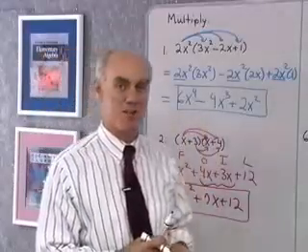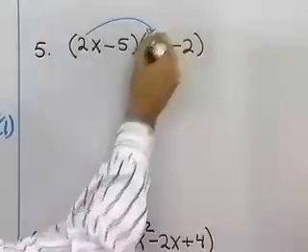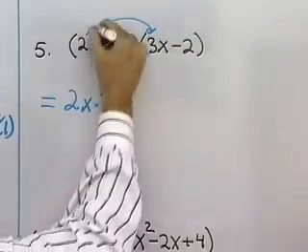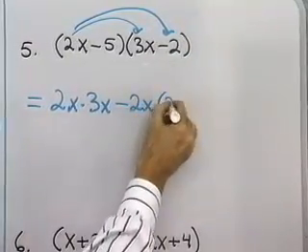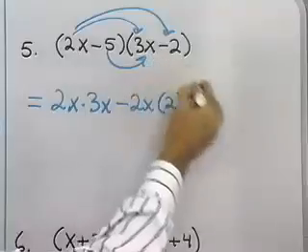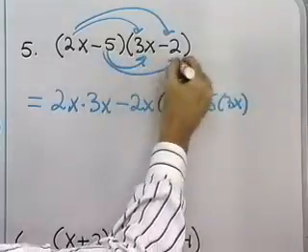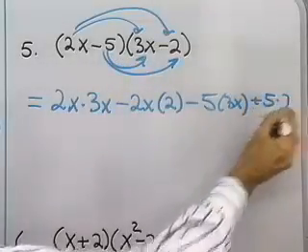Let's try another multiplication problem with binomials. 2x minus 5 times 3x minus 2. I'll multiply 2x times 3x, and then 2x times negative 2, and then negative 5 times 3x, and then negative 5 times negative 2. Negative times negative is positive, so I'll take care of that sign right there.